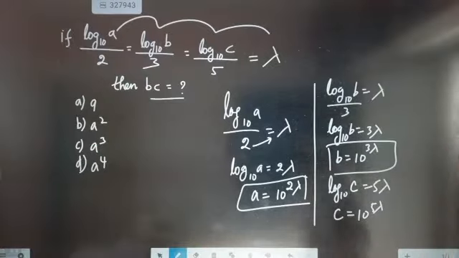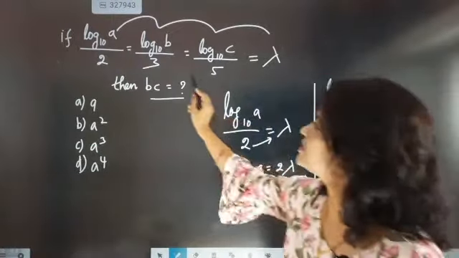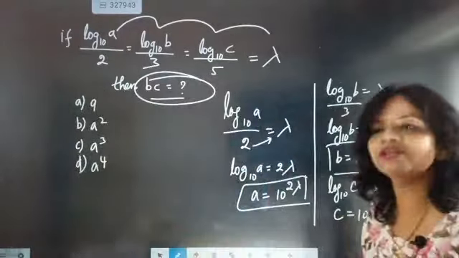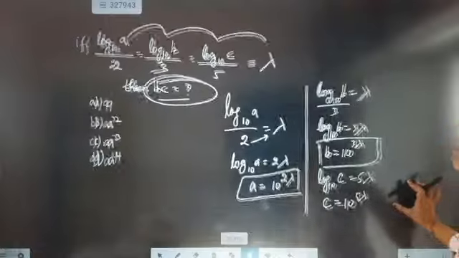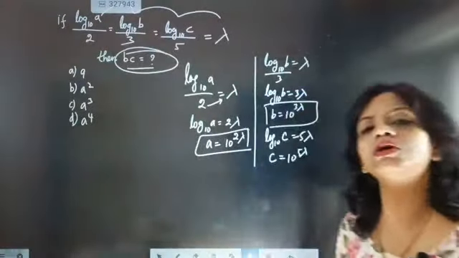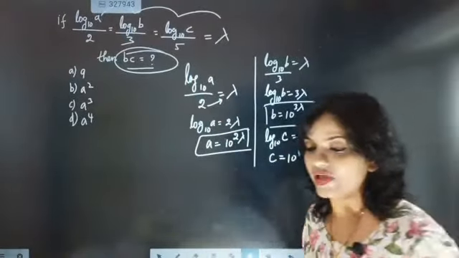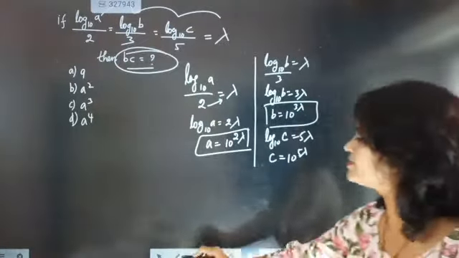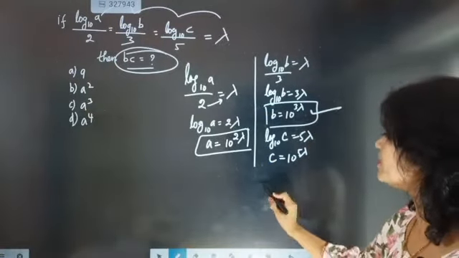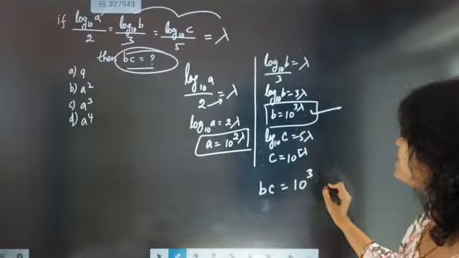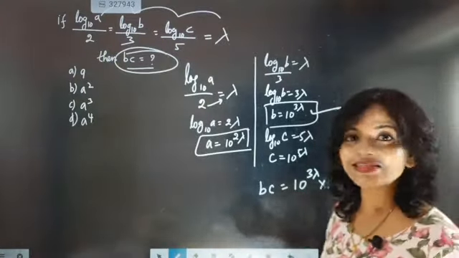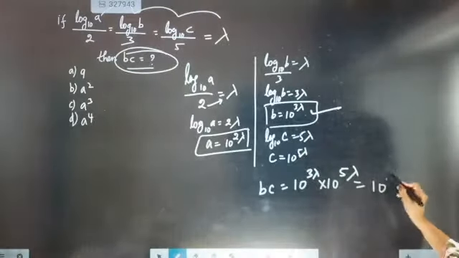You got this one. Now they are asking what is the value of bc. If any one of you go for this on a priority basis, you need the answer in terms of a. So your focus should be how to convert the bc part into terms of a. The simple technique is to take bc. What is b? b is 10 to the power 3 lambda. c is 10 to the power 5 lambda. You know that when the base is same, powers are added, so it will become 10 to the power 8 lambda.